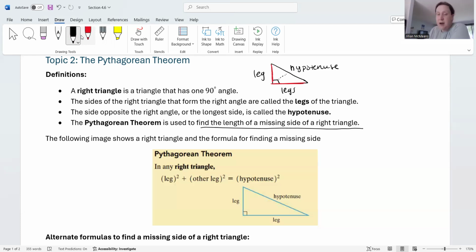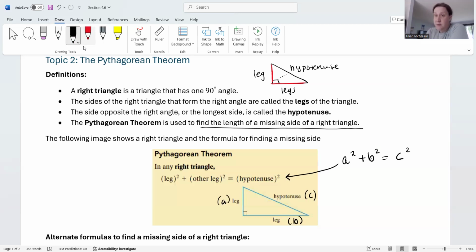Now, we have this image right here. If we have any right triangle, you can see I've got this right triangle drawn here. We've got the legs, we've got the hypotenuse. The Pythagorean theorem says if you take the length of one of the legs and square it, take the other leg and square it, and add those together, it has to equal the hypotenuse squared. A lot of times you'll see the legs called A and B, and the hypotenuse called C. So you might be familiar with the Pythagorean theorem as A squared plus B squared equals C squared.